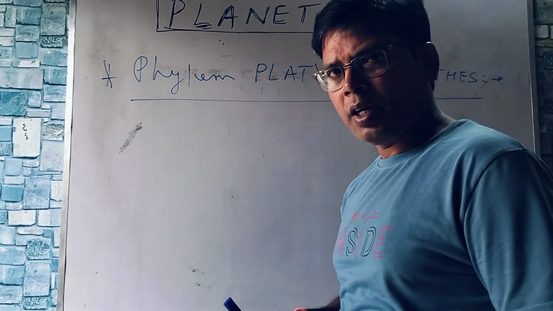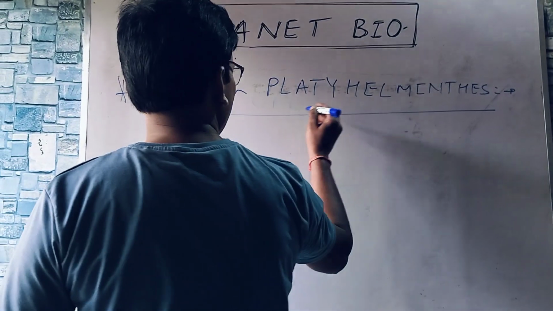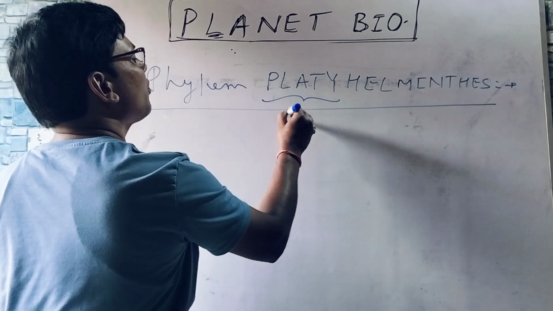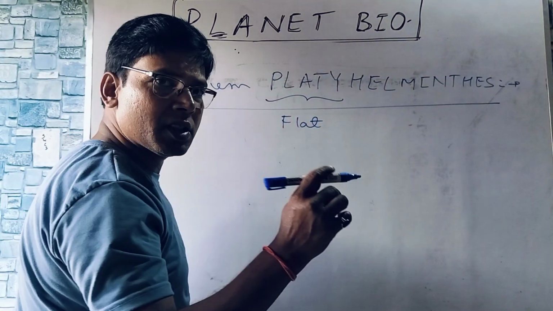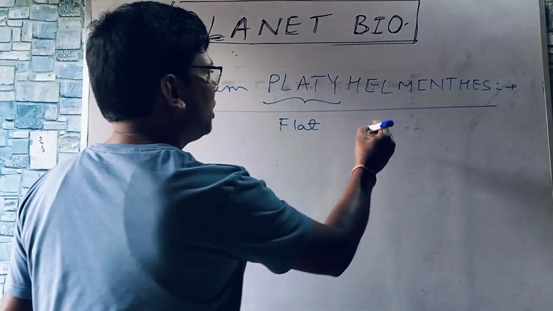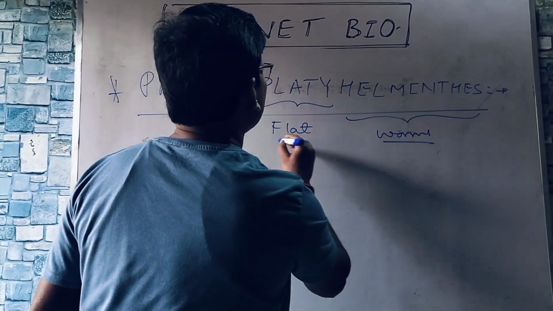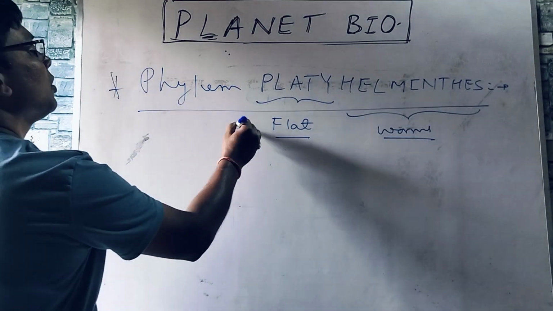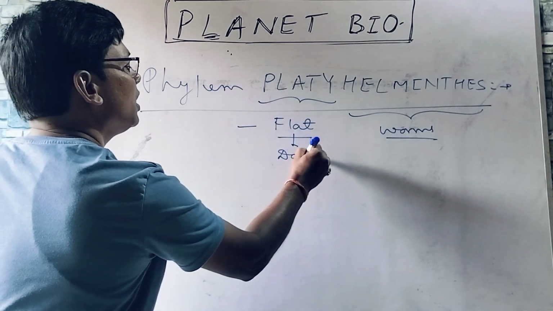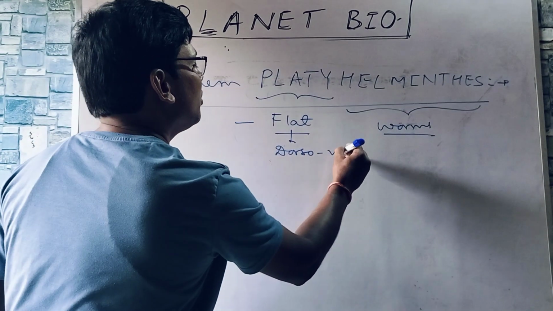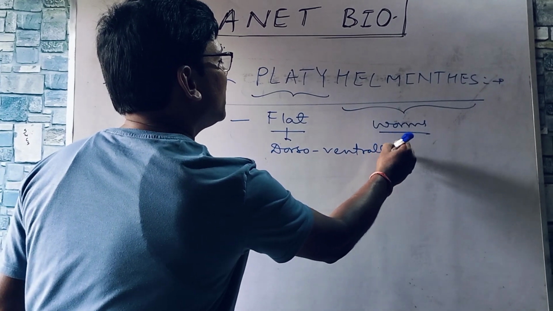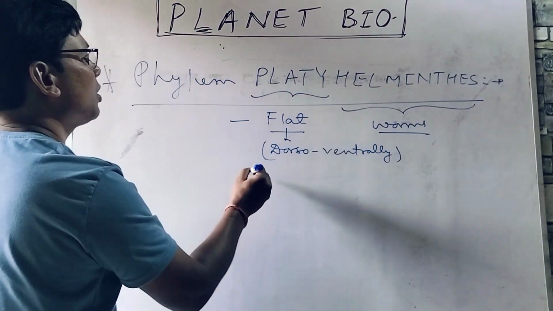Now another phylum is coming up, that is phylum Platyhelminthes. Platy means flat. Flat means the body is dorso-ventrally flat, and helminthes means worms. Flat worms. Dorso means backside. Ventrally means front, belly side. Dorsoventrally flat worms.